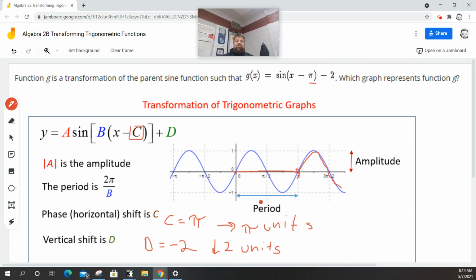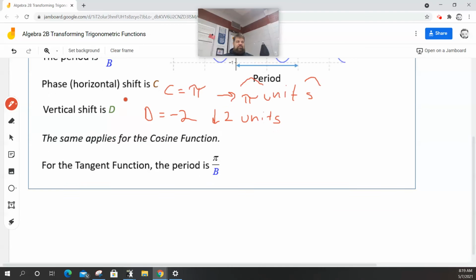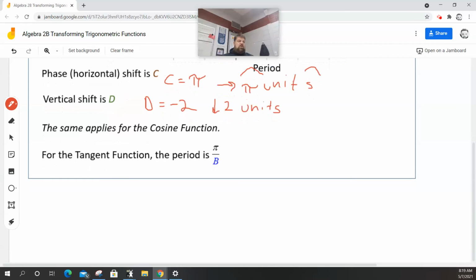But so that doesn't change. However, we would shift the whole thing down 2 units. So if this was 1, this would be 2. So it would peak here, go way down, come back up, peak here. So let's see what that looks like graphically. So basically, it would look like this.